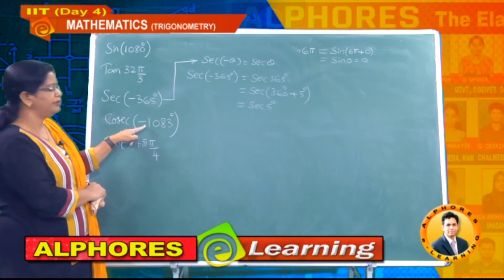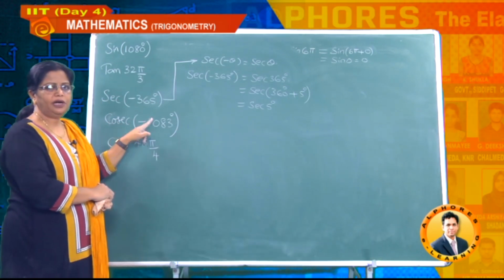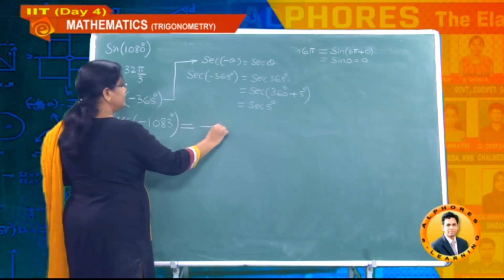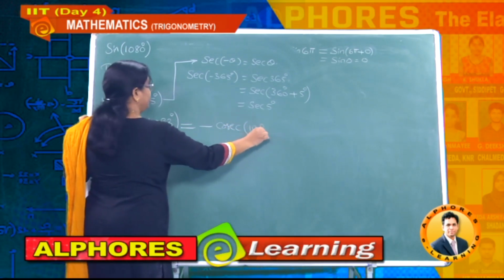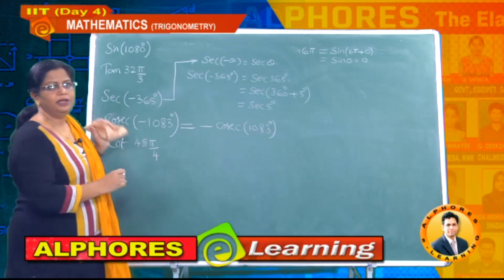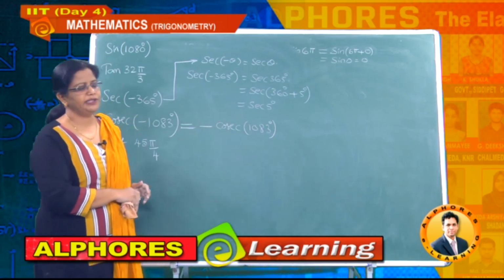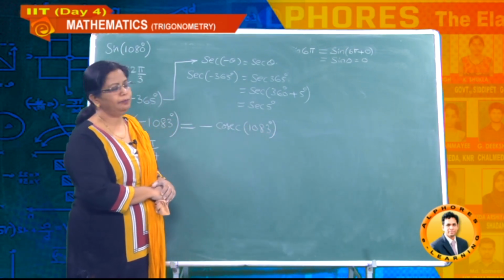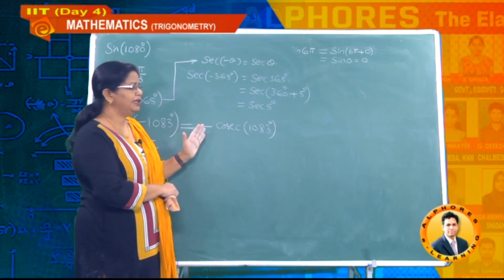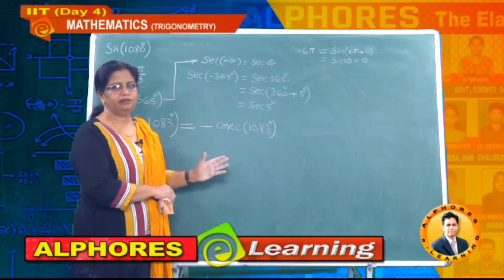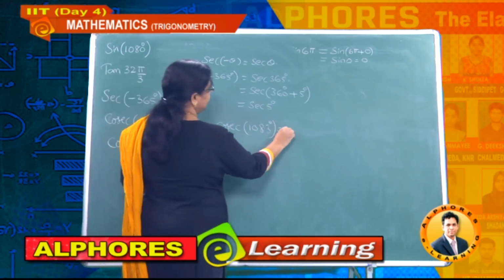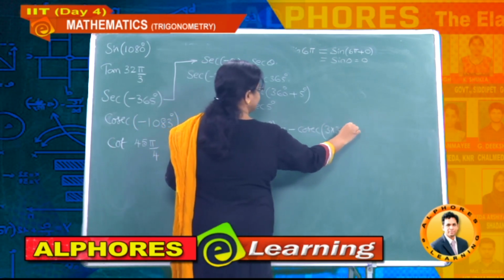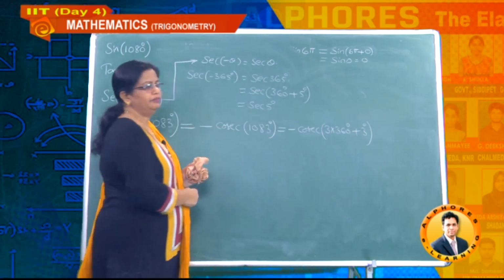First again you have to observe, this is of what form? Cosecant of minus theta. So cosecant of minus theta, what is our formula? Minus cosecant theta. Every time you have to take care of the minus symbol first, then only start the actual procedure. Now 1083, what is the nearest multiple of 2 pi? 360 degrees into 3, that is how much? 1080. Therefore, we write this value as minus cosecant of 3 into 360 degrees plus the leftover, which is 3 degrees.